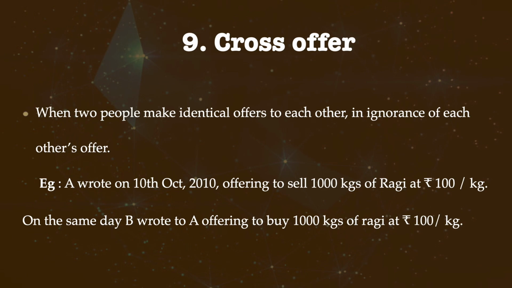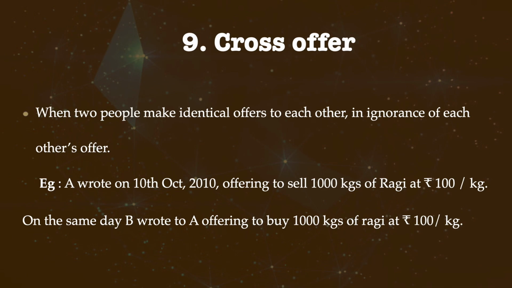Now remember, A does not know that B is willing to buy, he is just giving an offer. B does not know that A is willing to sell and B is willing to purchase. Therefore, A is ignorant of B's offer, B is ignorant of A's offer. Such an offer is called a cross offer. When these two letters crossed each other, both were unaware of each other's offer.